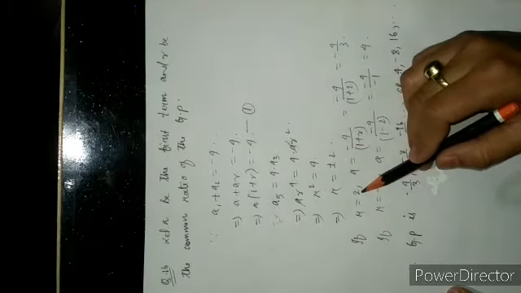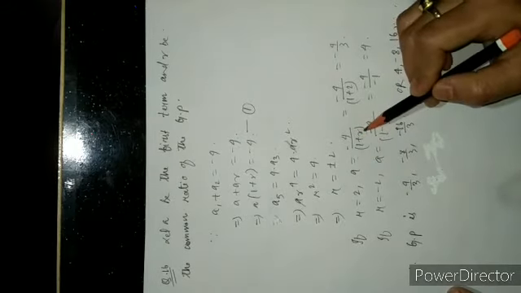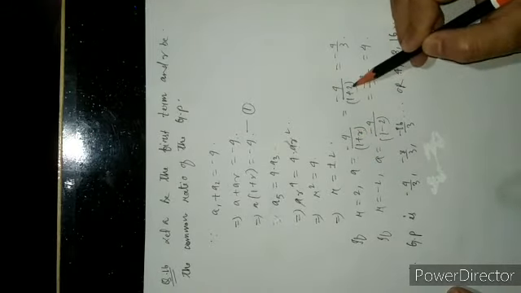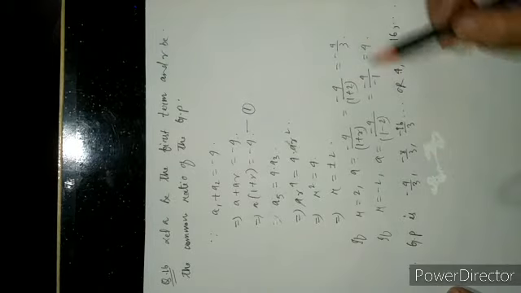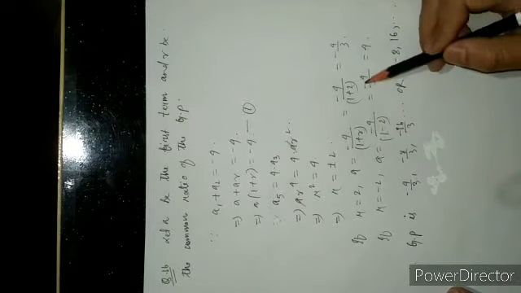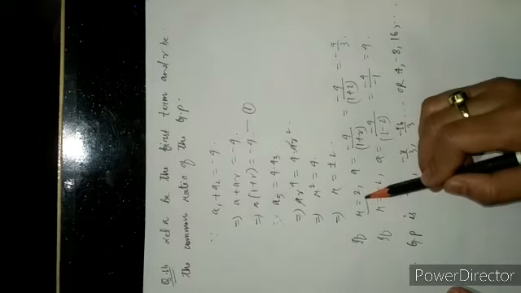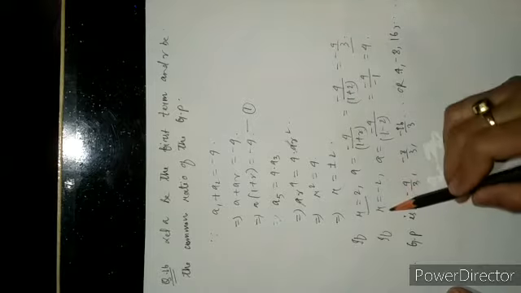If R is equal to 2, then A is equal to minus 4 divided by 1 plus R, which is minus 4 divided by 1 plus 2, so minus 4 by 3. If R is equal to minus 2, then A is equal to minus 4 divided by 1 minus 2, which is minus 4 by minus 1, that is plus 4. So for R equal to 2, the first term is minus 4 by 3, and for R equal to minus 2, the first term is plus 4.